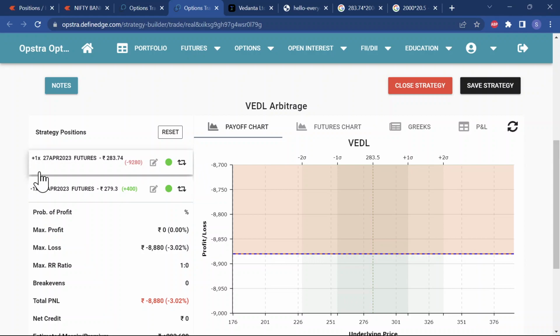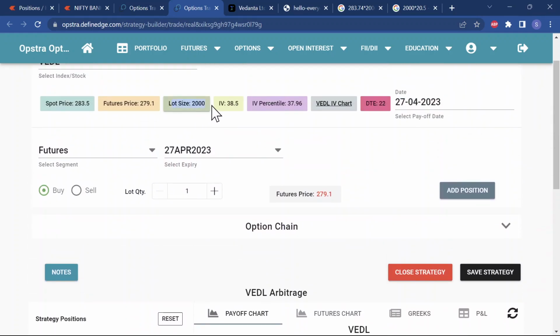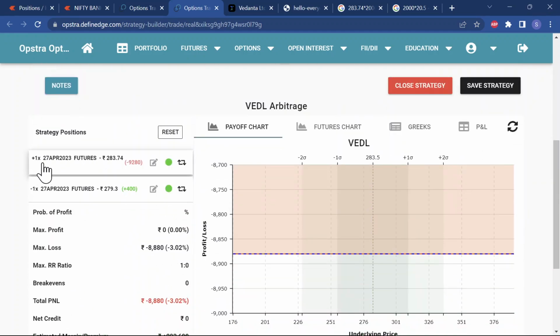That is, I actually bought 2000 shares. 2000 is the lot size. I actually bought 2000 shares of Vedanta. It was trading at around 283.74. And then I went ahead and shorted this month's future, which was trading at around 279.3.